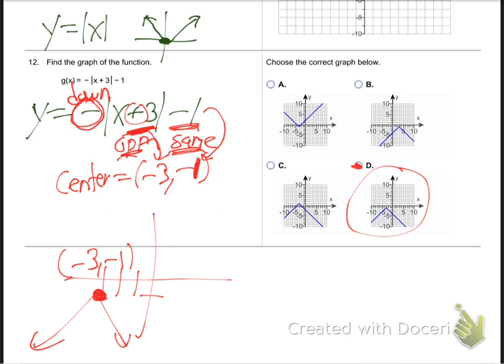So a good one to put on your 3x5 card, or your full sheet of notes, I mean, for the final, is how to find the center, opposite, same for absolute value. And the fact that it goes down because of the negative in the front.